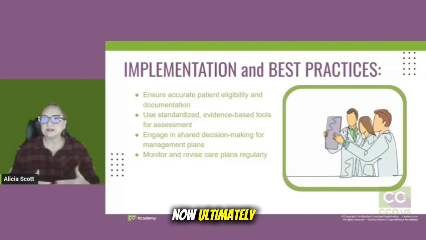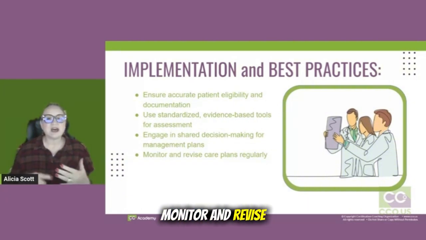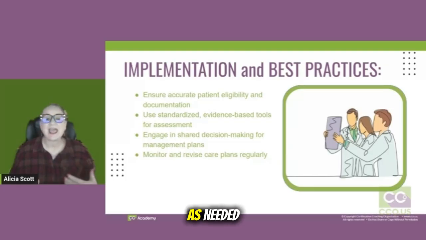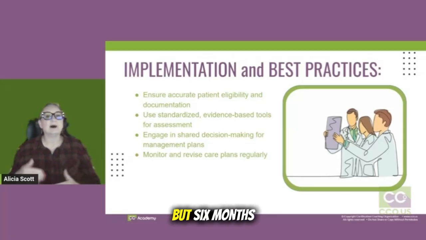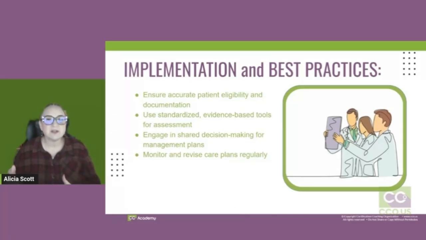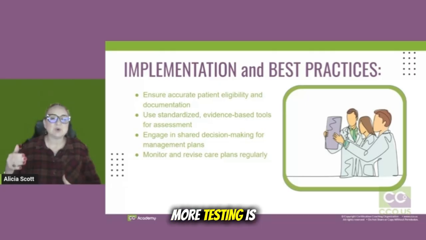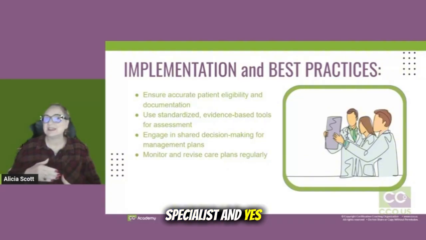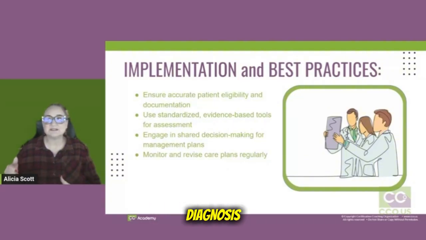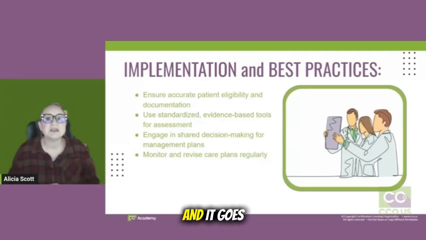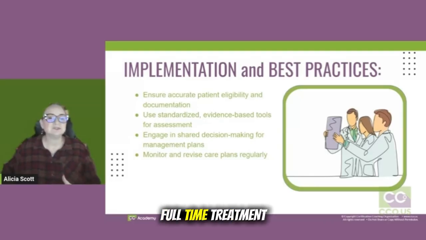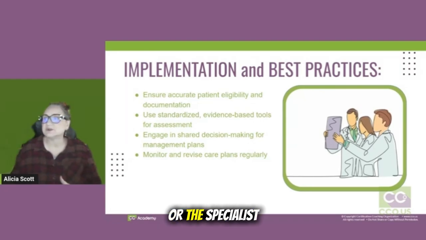Now, ultimately, we're going to monitor and revise the plan of care as needed. So let's say we find that the patient is at high risk, but 6 months later, more testing is done by the cardiologist or a vascular specialist. And yes, they've developed this diagnosis. That's a stop on these two codes, and it goes into, say, full-time treatment with the cardiologist or the specialist.